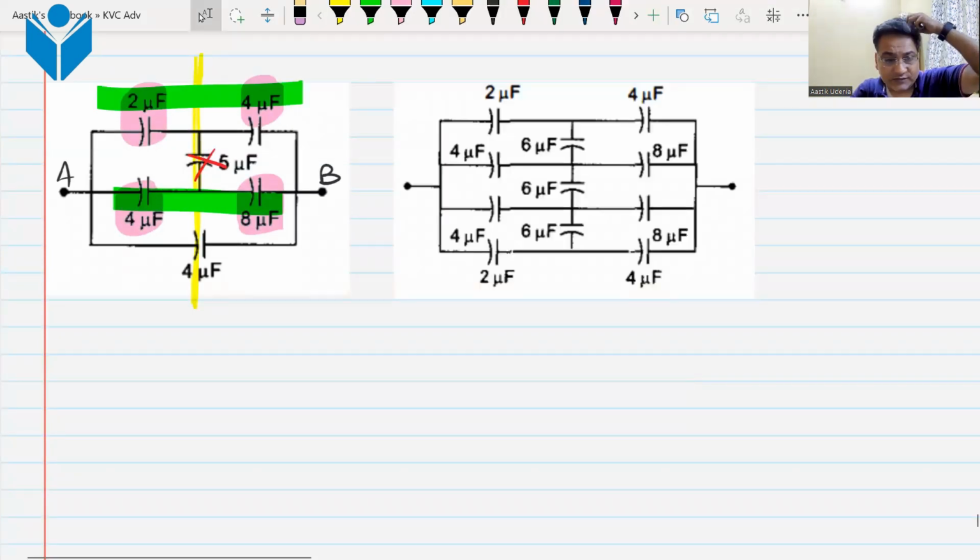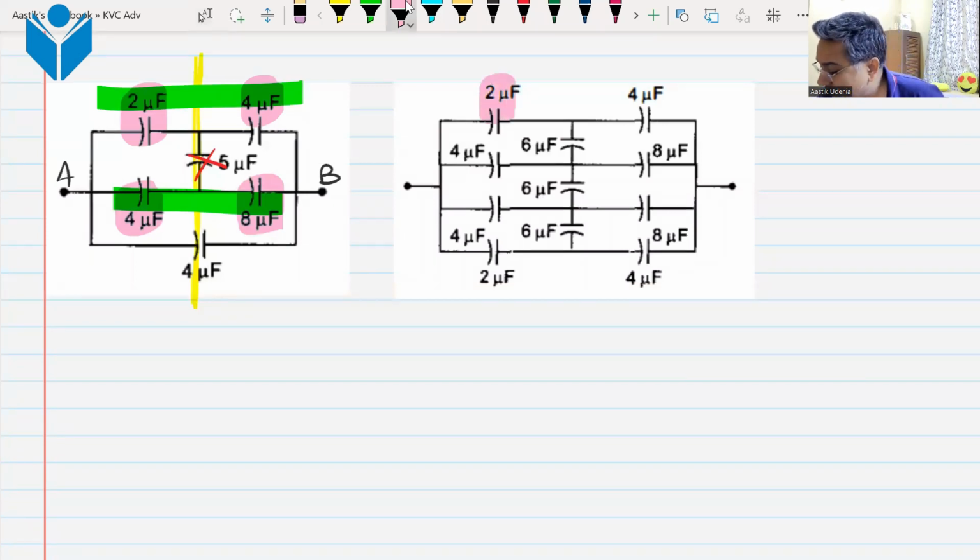Next one is this one. I'll give you a minute to solve this. So, looking at this, 2 and 4, 4 and 8, you can understand that this will go away. Yes or no? Yes, sir. This value is not given, but okay.